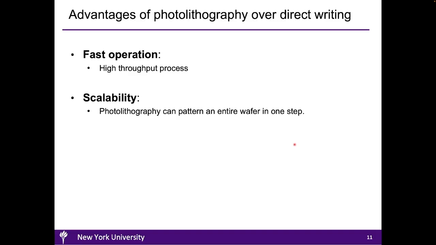Photolithography is extensively used because it offers fast operation and scalability. Unlike direct writing, large portions of the wafer can be exposed at once, increasing the throughput and improving the scalability of the process for printing on large wafer dimensions. In the next video, we'll provide an overview of the processing steps involved in a photolithography process.